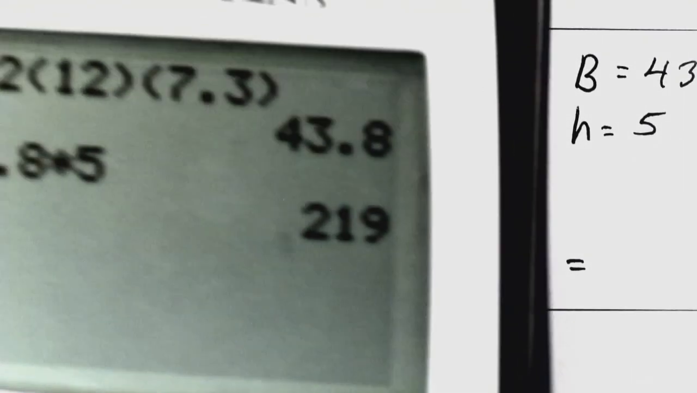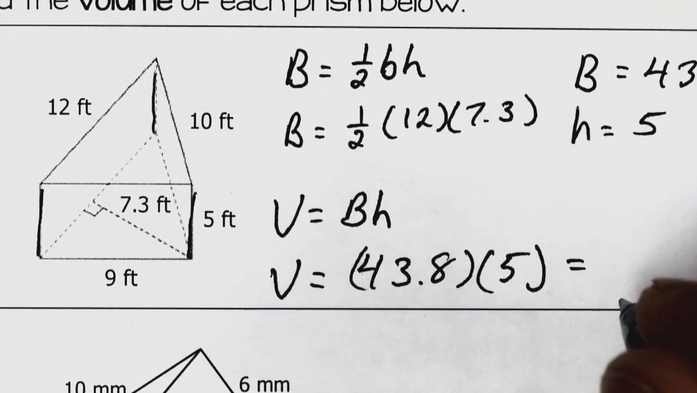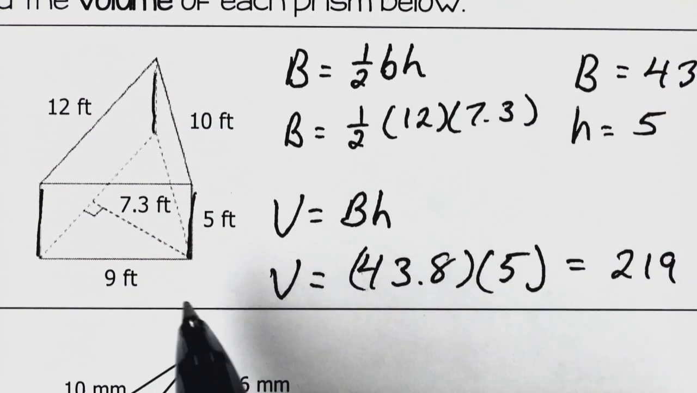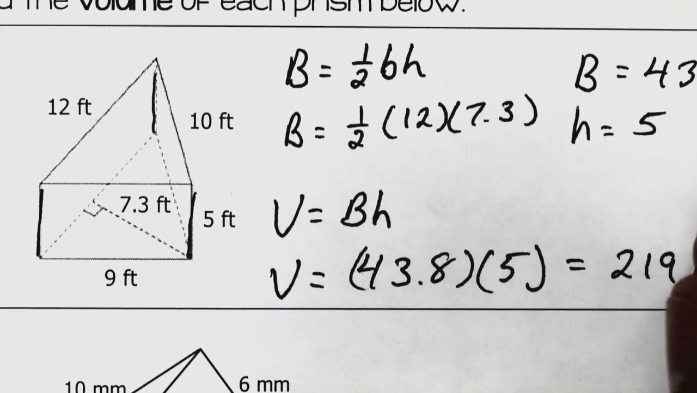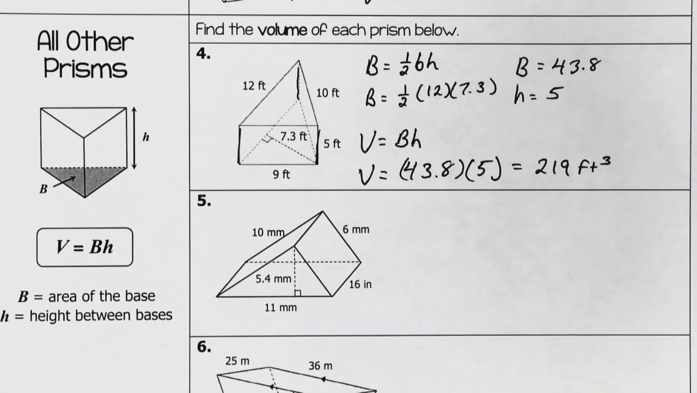And that gives me 219. So 219, and it's feet, so it's feet cubed. All right. Next one, number 5.